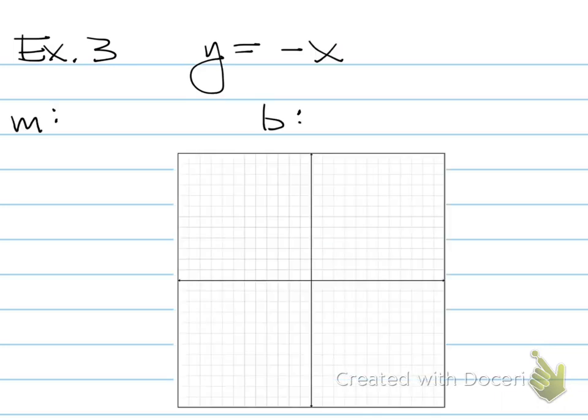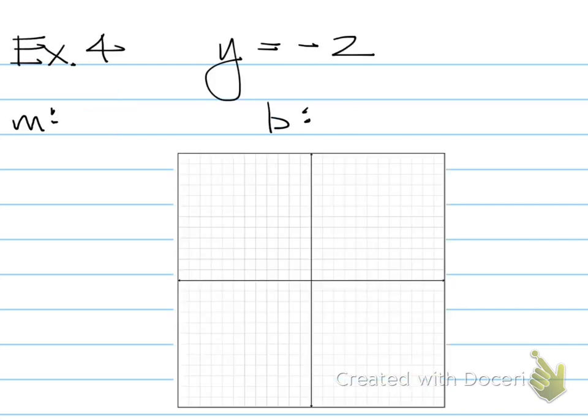Next example, this one is also written in slope-intercept form. The slope is -1. The y-intercept is the constant, and there is no constant. That means that the constant is 0, so the y-intercept is 0. Again, our first point goes at the y-intercept at 0. And the slope is -1, so that's -1 over 1. Down 1 unit, to the right 1 unit. Draw a line through our 2 points, and we have our graph.